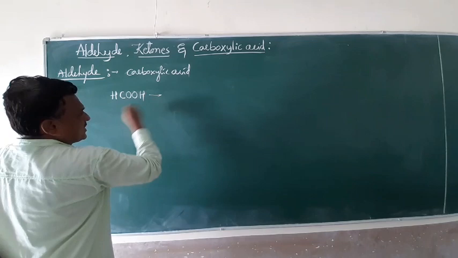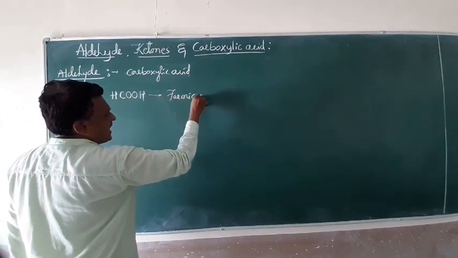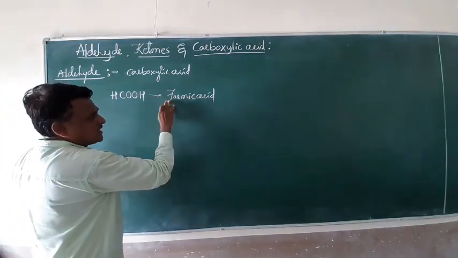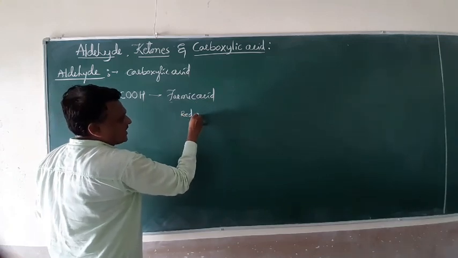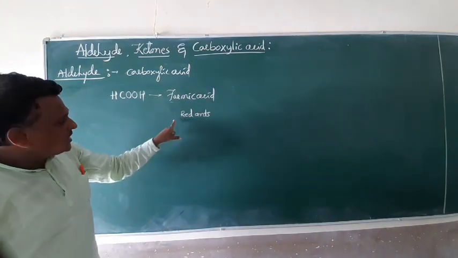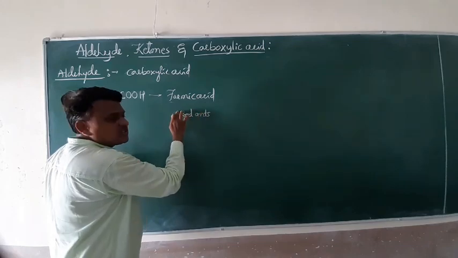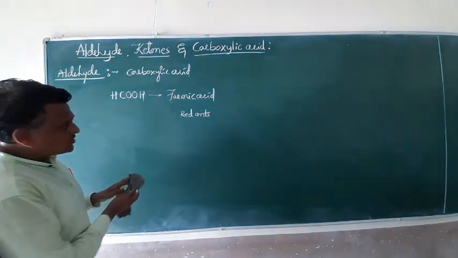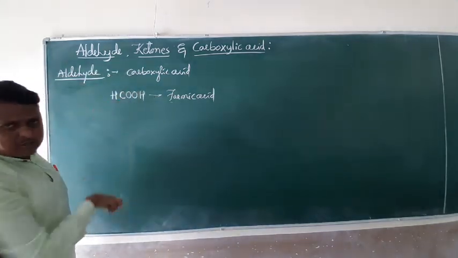This HCOOH is an acid we call formic acid. Formica is a Greek word, which in English means red ants. By grinding these red ants you can get this formic acid with the formula HCOOH. Friends, we already know the aldehydes are derived from the carboxylic acids.